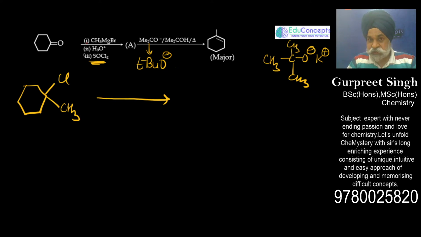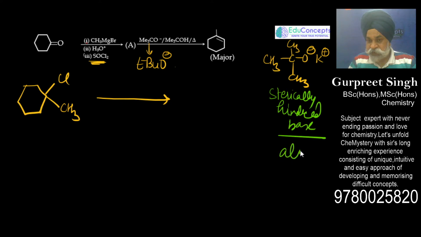So this tertiary butoxide is a sterically hindered base. We have used this particular reagent a number of times, that is alcoholic KOH. Alcoholic KOH, when heated with alkyl halide, happens to do dehydrohalogenation.